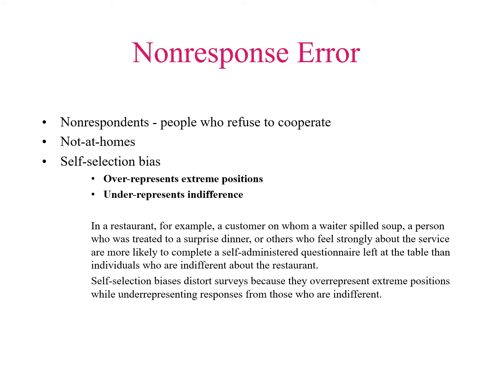In a restaurant, for example, a customer on whom a waiter spilled soup, a person who was treated to a surprise dinner, or others who feel strongly about the service are more likely to complete a self-administered questionnaire left at the table than individuals who are indifferent about the restaurant. Self-selection biases distort surveys because they overrepresent extreme positions while underrepresenting responses from those who are indifferent.